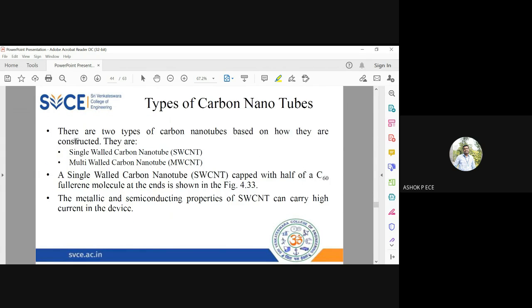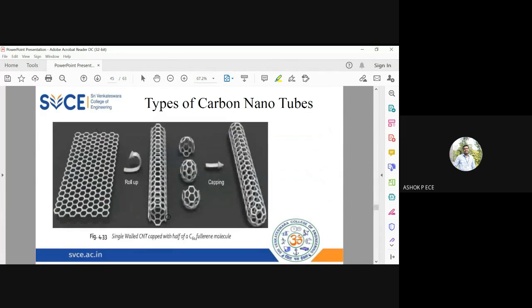So two types of carbon nanotubes are constructed. One is single-walled CNT and the second one is multi-walled CNT. The single-walled CNT is capped with half of a C60 fullerene molecule at the ends, and it has metallic properties and can carry electric current. The main reason why we go for CNT is that it can carry very high current. Okay, so single-walled CNT is shown here.